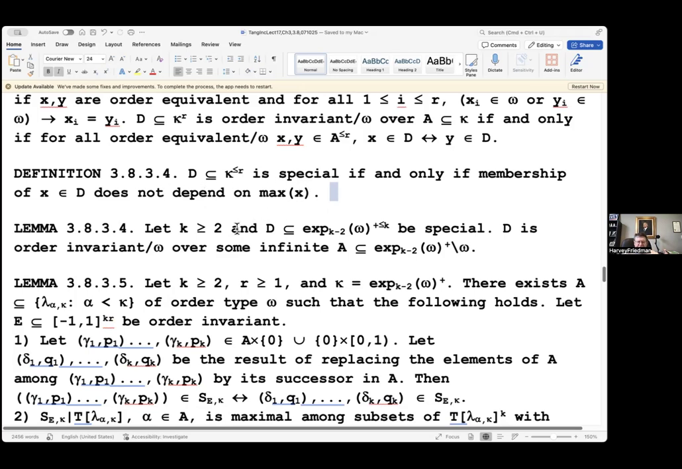All right, now here is the combinatorial lemma that we really need. Here's the right shape. K at least 2. If I have a set of the less than or equal to K tuples in this cardinal that's special, in other words, membership does not depend on the max, then D is order invariant over omega over some infinite set, right? Okay.